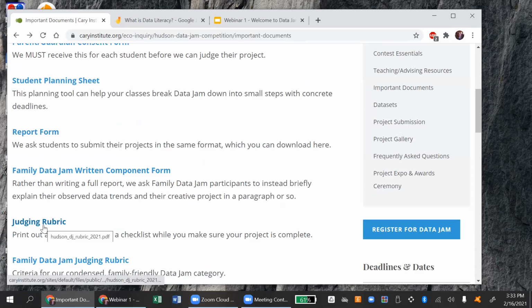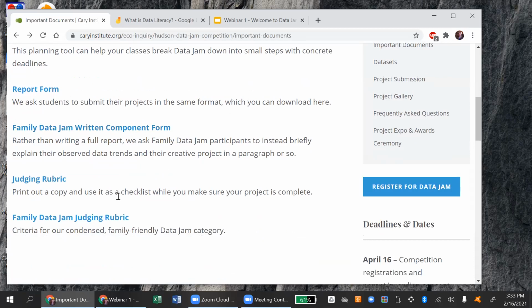There's also a judging rubric, which is a nice guide for students and teachers to check in about, that can help guide how the projects are put together and making sure that you're addressing everything that is going to be judged. And then finally, there's Family Data Jam links. The main difference in Family Data Jam is that they are not required to write a full-length report, but they are required to do a brief summary of the trends that they're finding in their project.